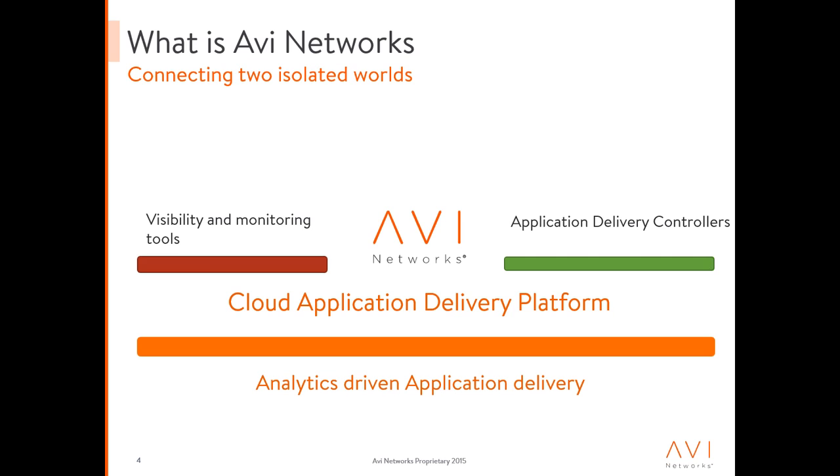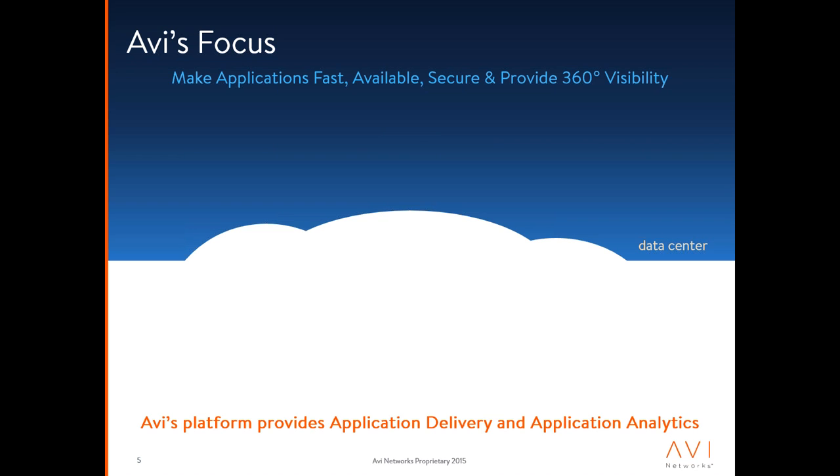What Avi has built is that we've connected these two isolated worlds so that you have in a single software-based elastic platform both a world-class visibility and monitoring tool and amazing application delivery functionality so that you can deploy applications faster, triage problems quicker, and do all of this in a very cost-effective fashion thanks to our consumption-based pricing.